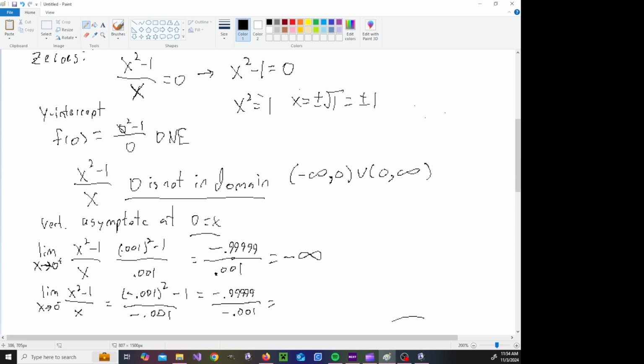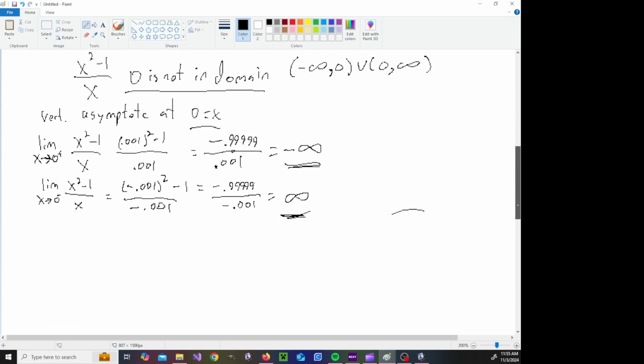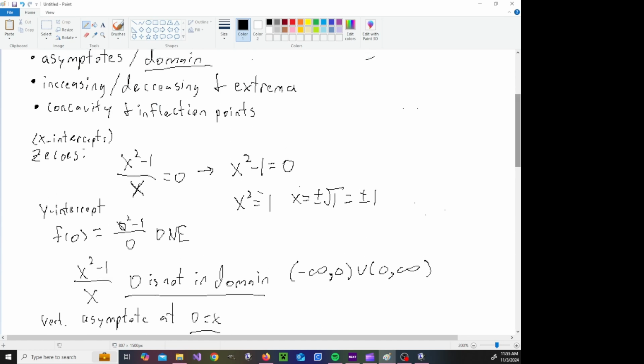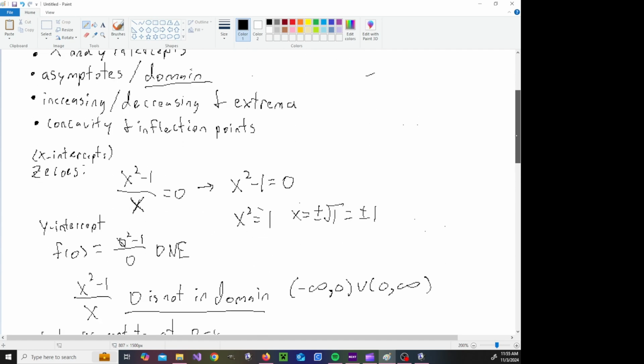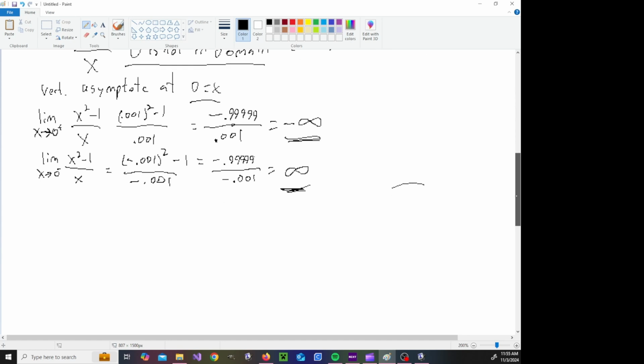Well, no, a negative over a negative is a positive, but I'm dividing by really, really small things, so they become huge. So this is positive infinity. So to the right of 0, I go to negative infinity, and to the left of 0, I go to positive infinity. And that's really important to look at. However, that's not the only asymptotes that we may possibly have, right?